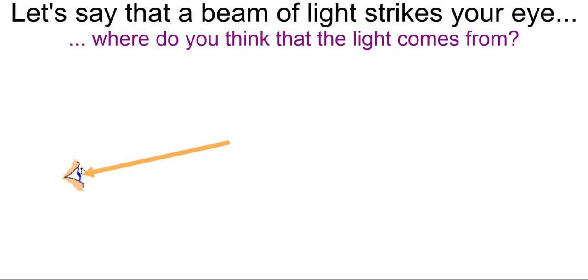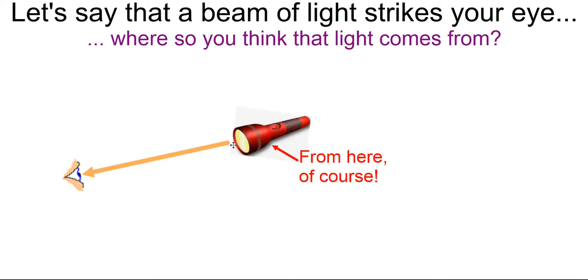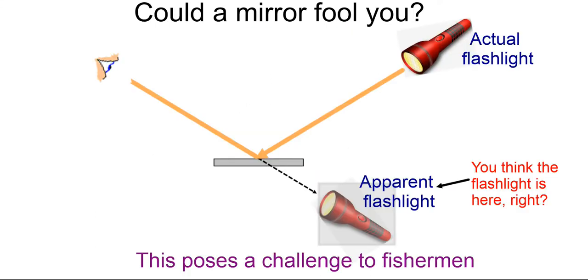Another example. This beam of light comes from this direction. Your eye is going to look straight down that beam and say, that flashlight must be here. And you'd be right, wouldn't you? Sure. But let me ask you this. Could a mirror fool you?